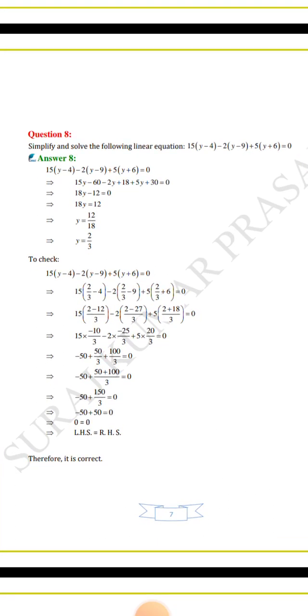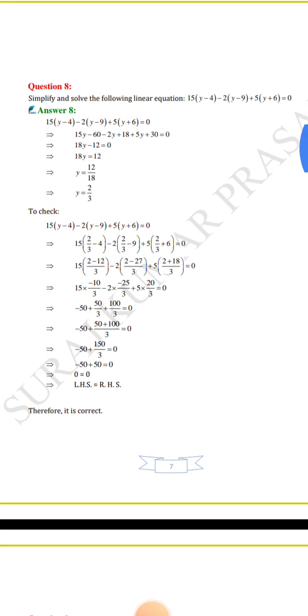Simplify and solve the following linear equations. 5 of y minus 4 minus 2 of y minus 9 plus 5 of y plus 6 equals 0. We have to solve the linear equation. 5y minus 60 minus 2y plus 18 plus 5y plus 30 equals 0. Then 18y minus 12 equals 0. Then y equals 12 by 18.